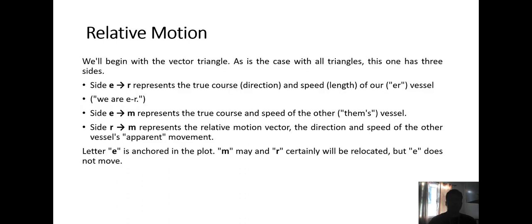We'll begin with the vector triangle. As is the case with all triangles, this one has three sides. Side ER represents the true course or direction, and the speed or length, of our own vessel. Side EM represents the true course and speed of the other, or M's, vessel. Side RM represents the relative motion vector, the direction and speed of the other vessel's apparent movement.